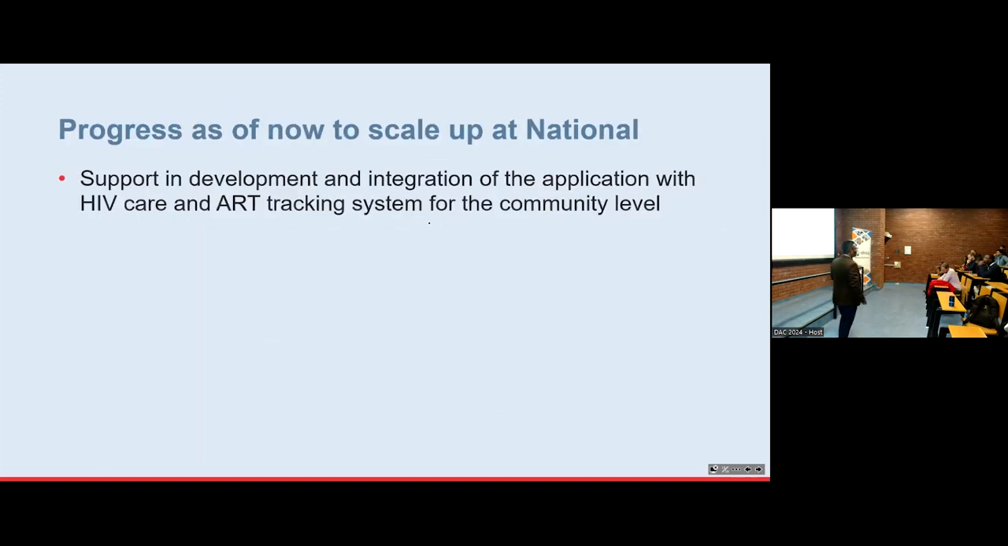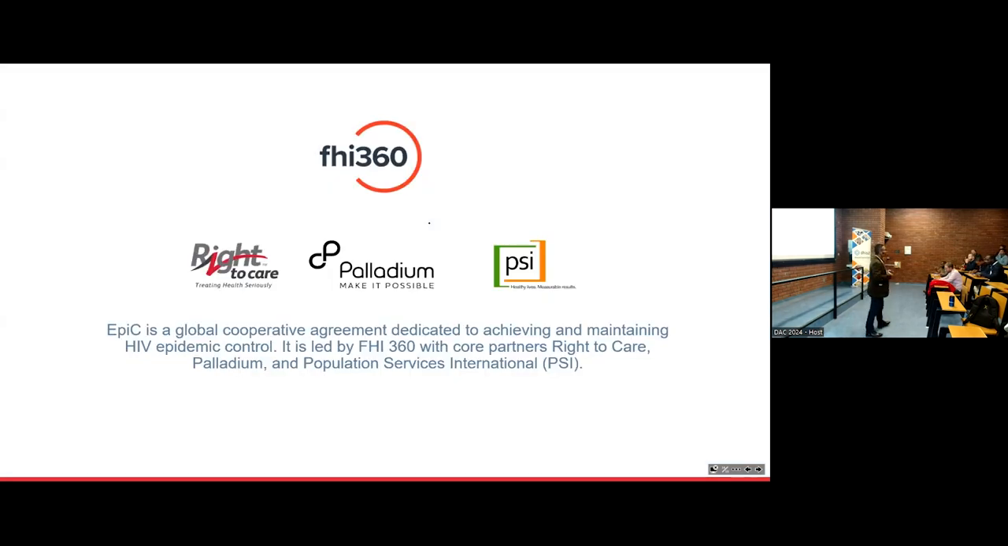As of now, we are able to coordinate at national level to scale up the biometric. Hopefully we will be able to implement the biometric at community level within 2-3 months. So in the next 2-3 months, we'll be implementing a biometric system at the community level. So this is our progress so far. Thank you so much.